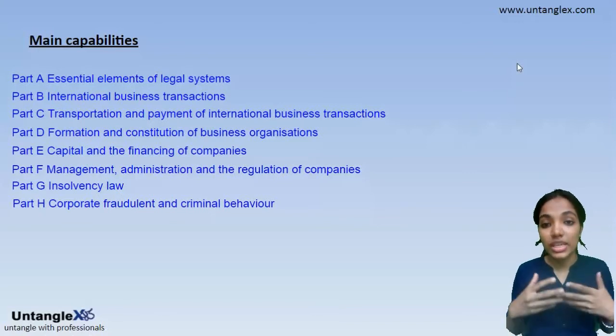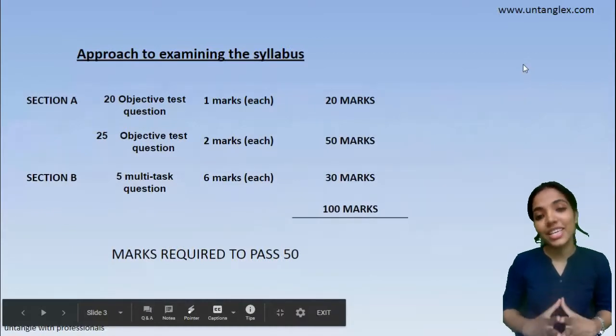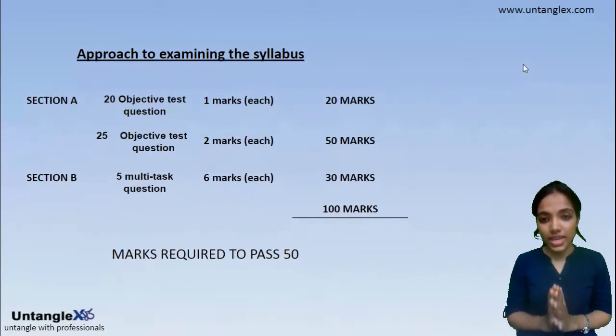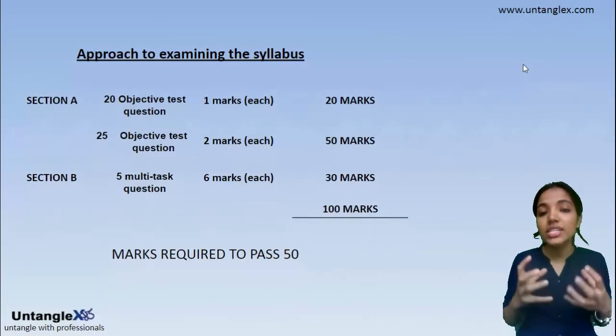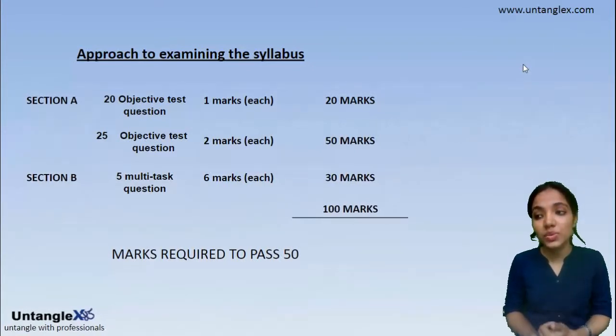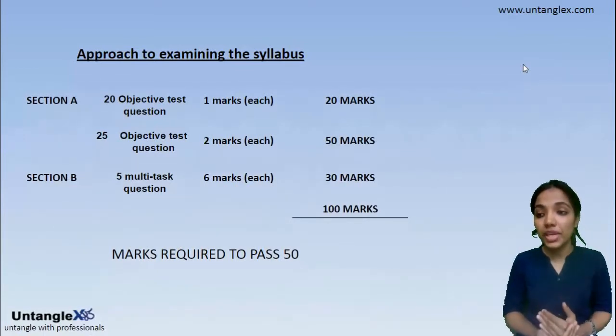Now let's go to the marking scheme of our exam. We have section A and section B in the exam, and it's a total of 100 marks in 2 hours. Section A has 20 objective test questions of 1 mark each, which makes 20 marks, and 25 objective test questions of 2 marks each, which makes 50 marks. In section B we have 5 multiple task questions of 6 marks each, which makes 30 marks.